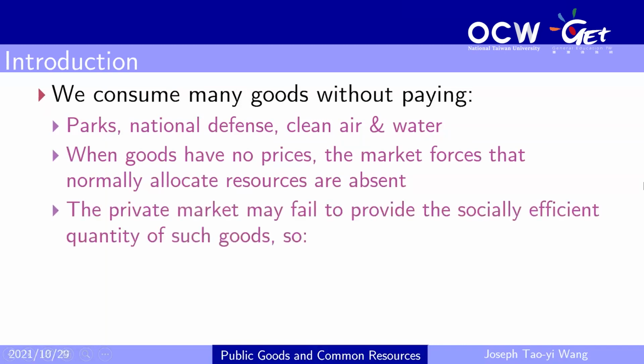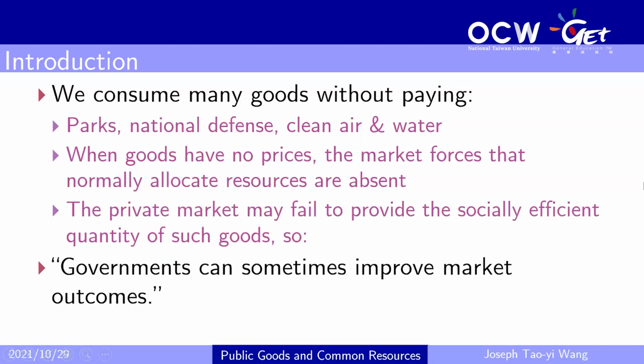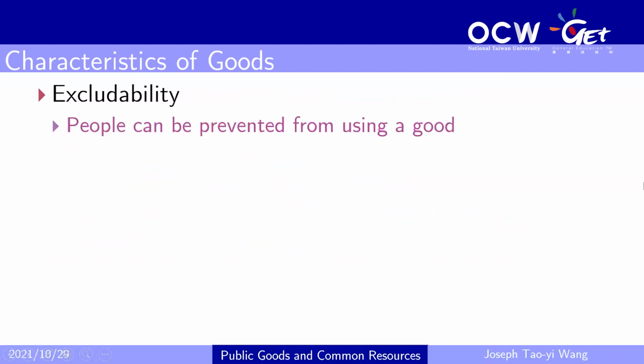So the private market may fail to provide the socially efficient amount of these goods. One of the 10 principles of economics we learned in the first chapter is that governments can sometimes improve market outcomes. So to learn what these goods are, we'll have to look at two characteristics of goods.